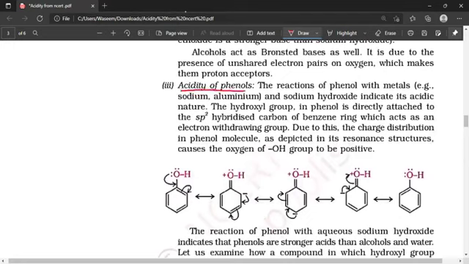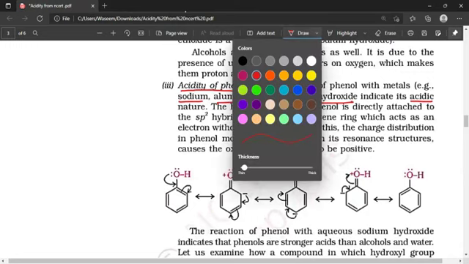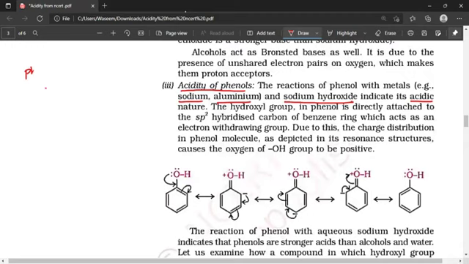Phenol can react with sodium, can react with aluminum, and also can react with sodium hydroxide, indicating its acidic nature. But the point here is why phenols are more acidic. Why are phenols more acidic than normal alcohols? I can explain this with different reasons.